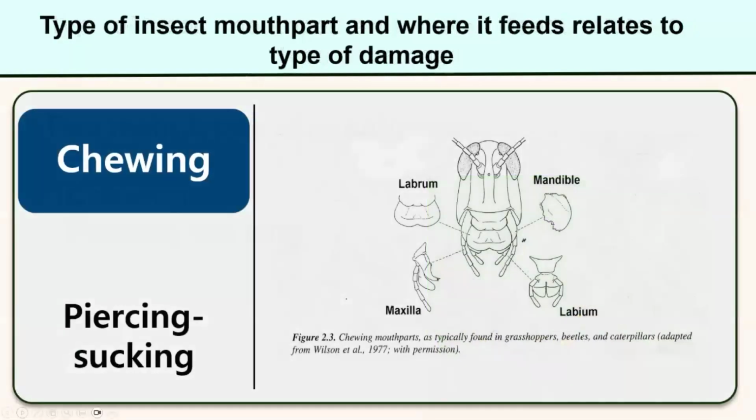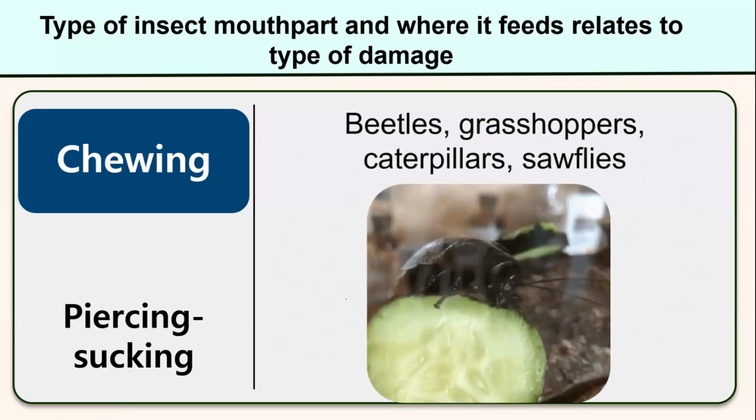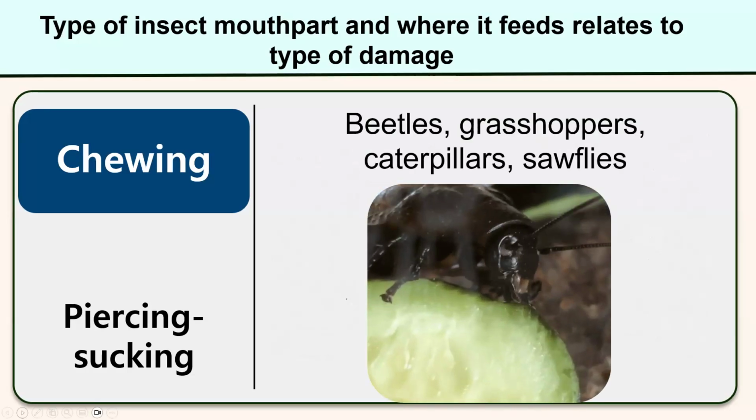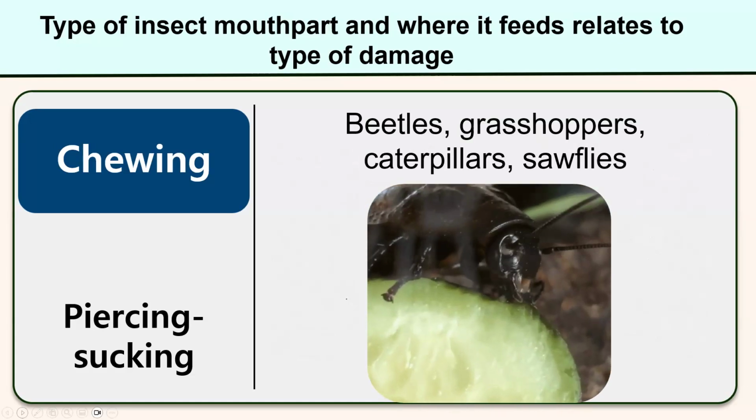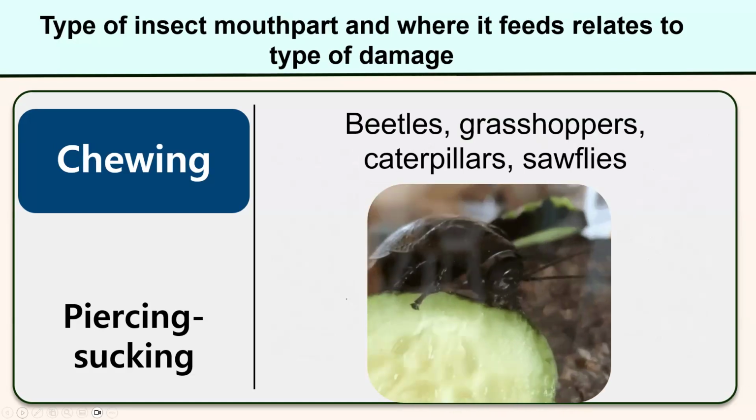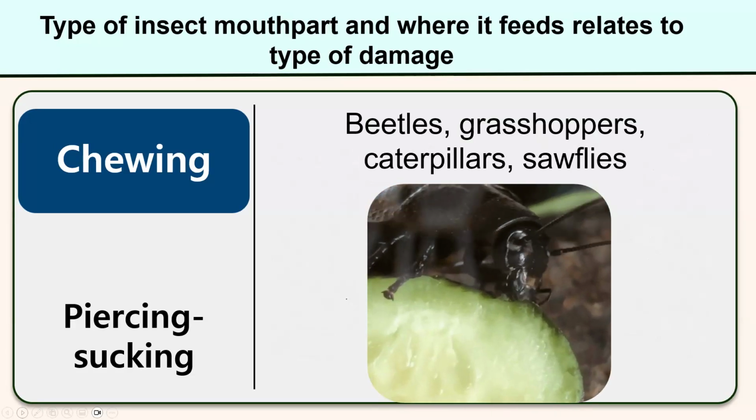So here are chewing mouth parts. This is a diagram of the front of the face of a grasshopper, and the different parts that make up its mouth part. Typically with our chewing insects, we have well-developed mandibles. These are typically the part of the mouth that helps to chew and cut plant tissue. Here's a video of one of the university's Madagascar hissing roaches from the insect zoo, and we can see its chewing mouth parts as it is feeding on a cucumber.